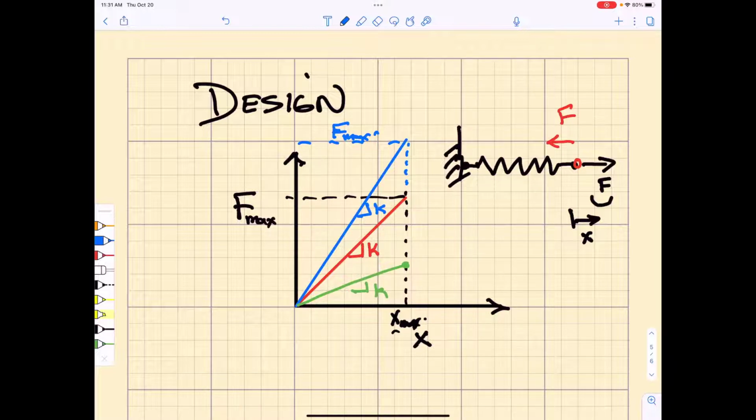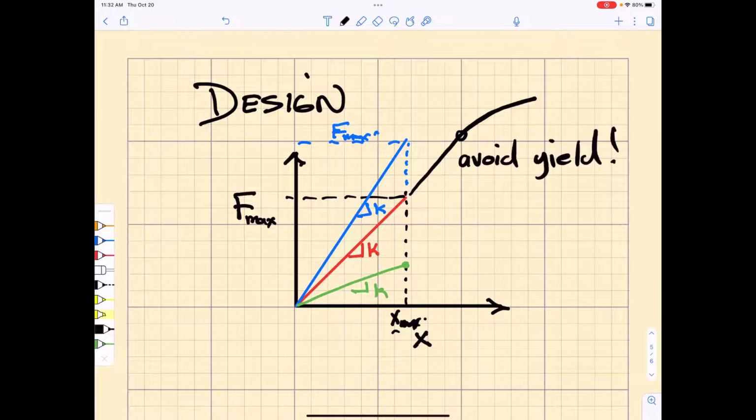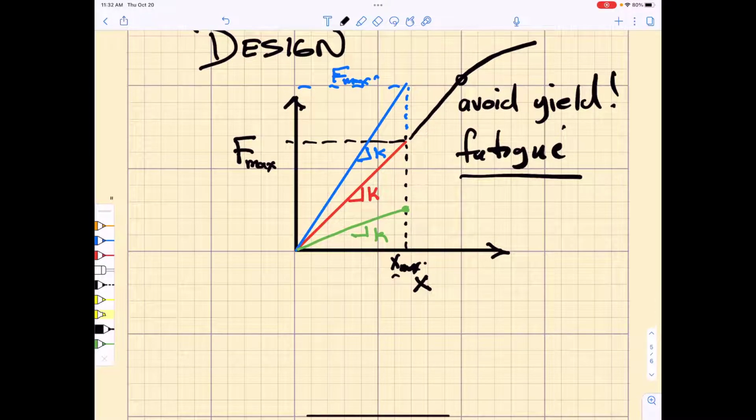And so we want to avoid the possibility of loading beyond the elastic limit. If we continued to load this spring here, at some point it would yield and the stiffness would change. And so we want to avoid yield. If we are repeatedly loading it, we want to avoid fatigue failure. So we get to the same old problems we've encountered many times, and that is we need to understand the stress state inside the spring so that we can design the spring to prevent yield and to prevent fatigue.